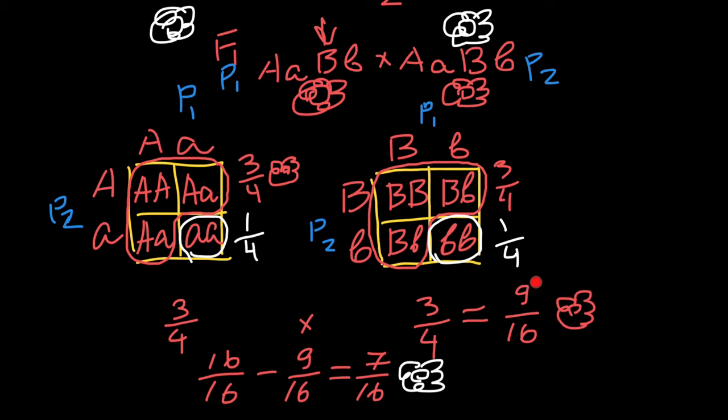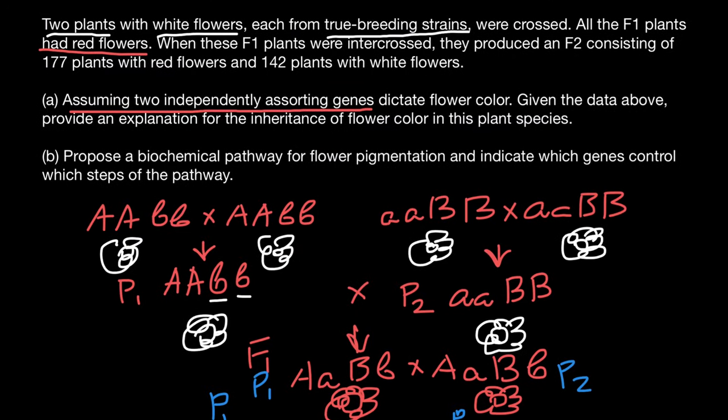And red would account for just a little bit more than a half. A half would be 8, right? Half of 16 would be 8. So in the progeny, we will have a little bit more red pigment than white pigment. The ratio would be very close to a 1-to-1 ratio, but a little bit more. Let's return to our problem. And what we have? We have almost a 1-to-1 ratio, but a little bit more plants with red pigment than flowers with white pigment.